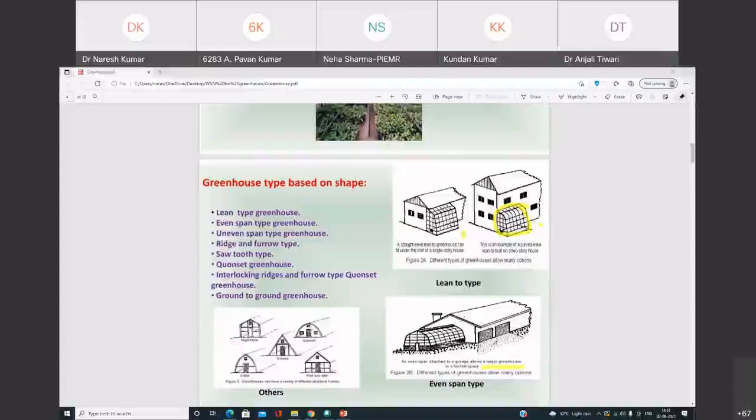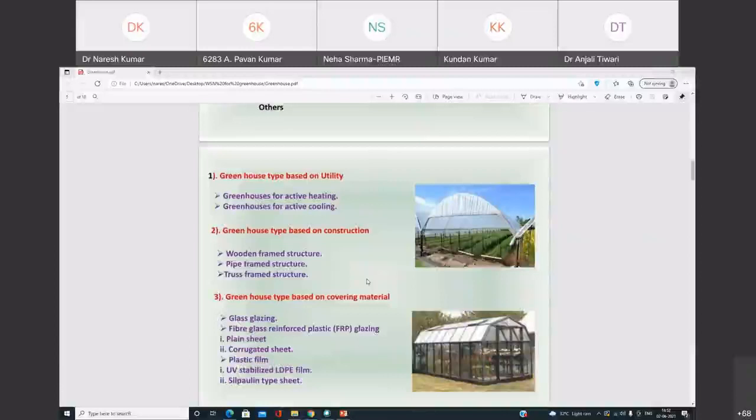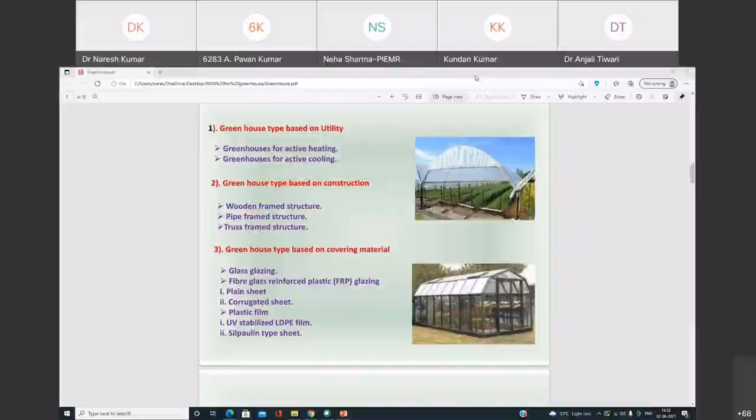That is also possible. So there are lean-to type greenhouses, even span type, uneven span type, ridge and furrow type, sawtooth type, quonset type greenhouses, interlocking ridge and furrow type quonset greenhouses, and ground to ground greenhouses. Depending upon the requirement and the availability of space, lean-to greenhouses can be built. Now, greenhouses based on utility: greenhouses for active heating can also be used, and greenhouses for active cooling can also be built.